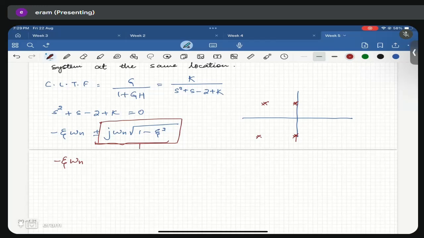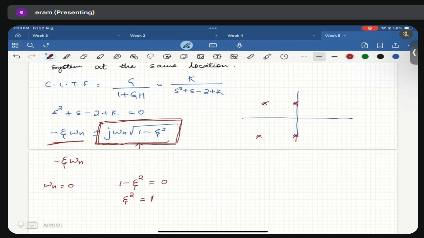And how can we put this term to be 0? One way is we can put omega n to be 0. Then in that case this pole will also be 0, and we have repeated poles at the origin, which is not good, because in that case the system will not be BIBO stable. So we cannot choose omega n to be 0. What we can choose is 1 minus zeta square to be 0. Then this term will be 0.